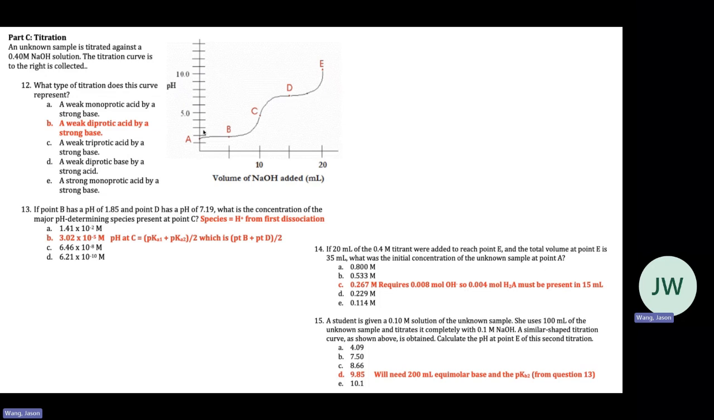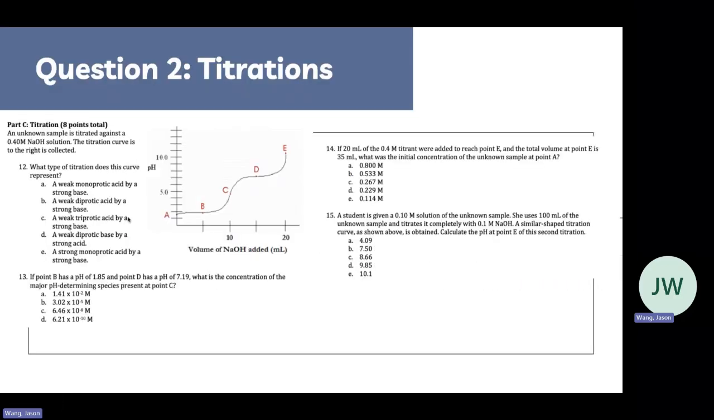Okay, so you want to be able to recognize what titration you're looking at first, and then numbers 13, 14, and 15, they ask you a lot of questions. So for this one, what do you want to know? You for sure want to know that you need to know your equivalence points. You need to know what a buffer is. You need to know the pKa and how it's related to buffers.